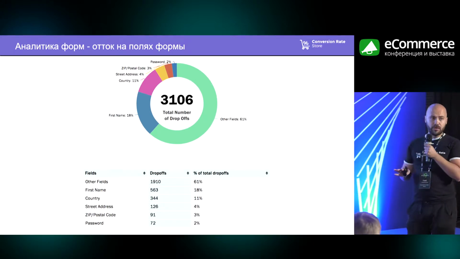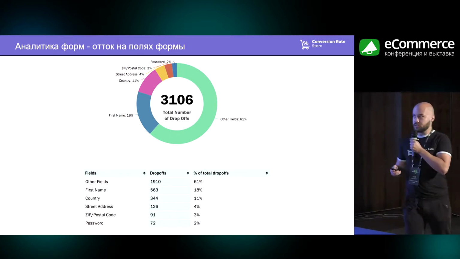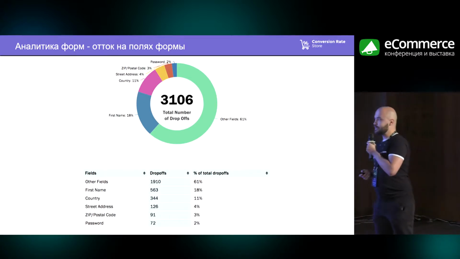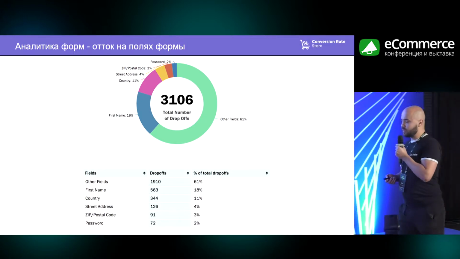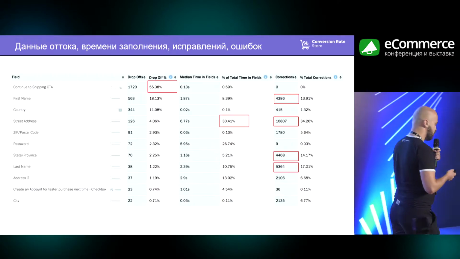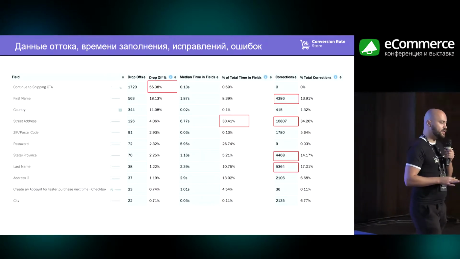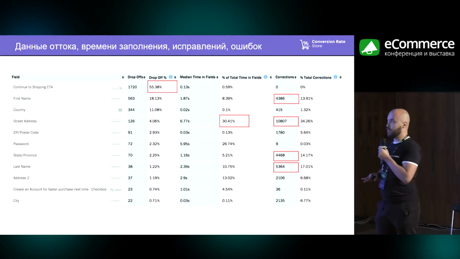Here is a cool form analytics software. It was done with Formissimo, now called Zucco. Basically, it does the visualization of the drop-offs and which field generates the highest drop-off. As you can see here, it's everything that you can imagine about form analytics.